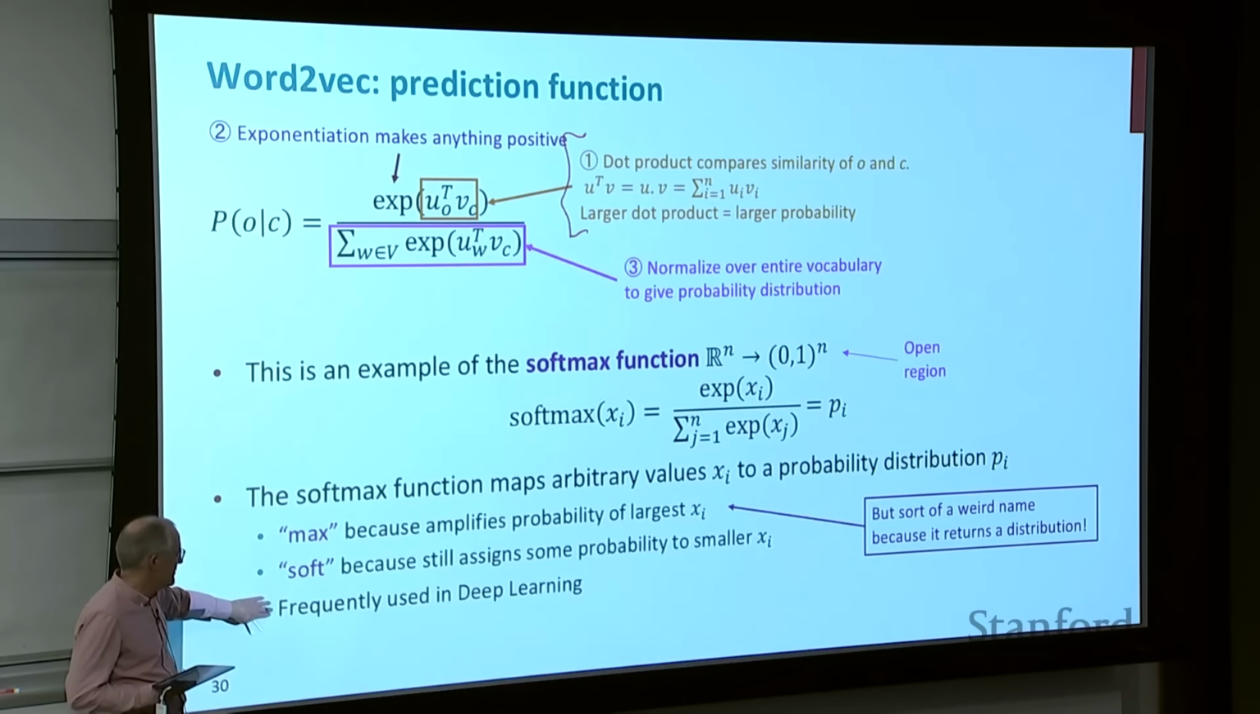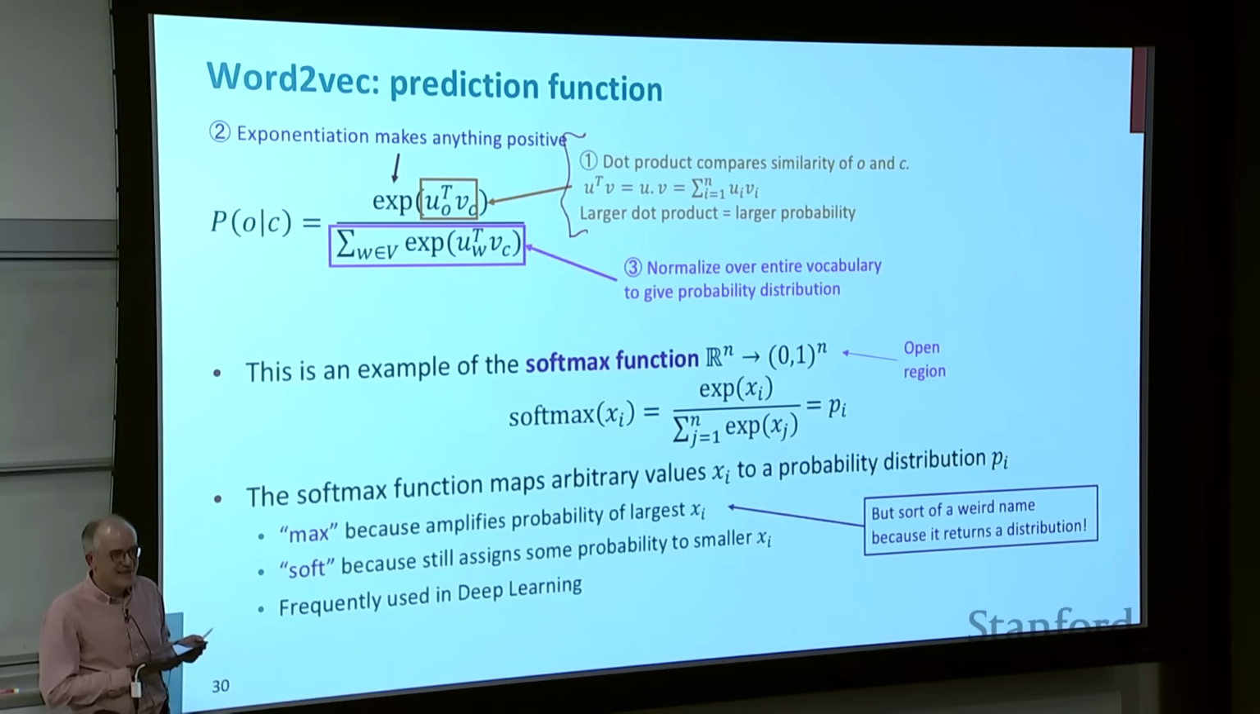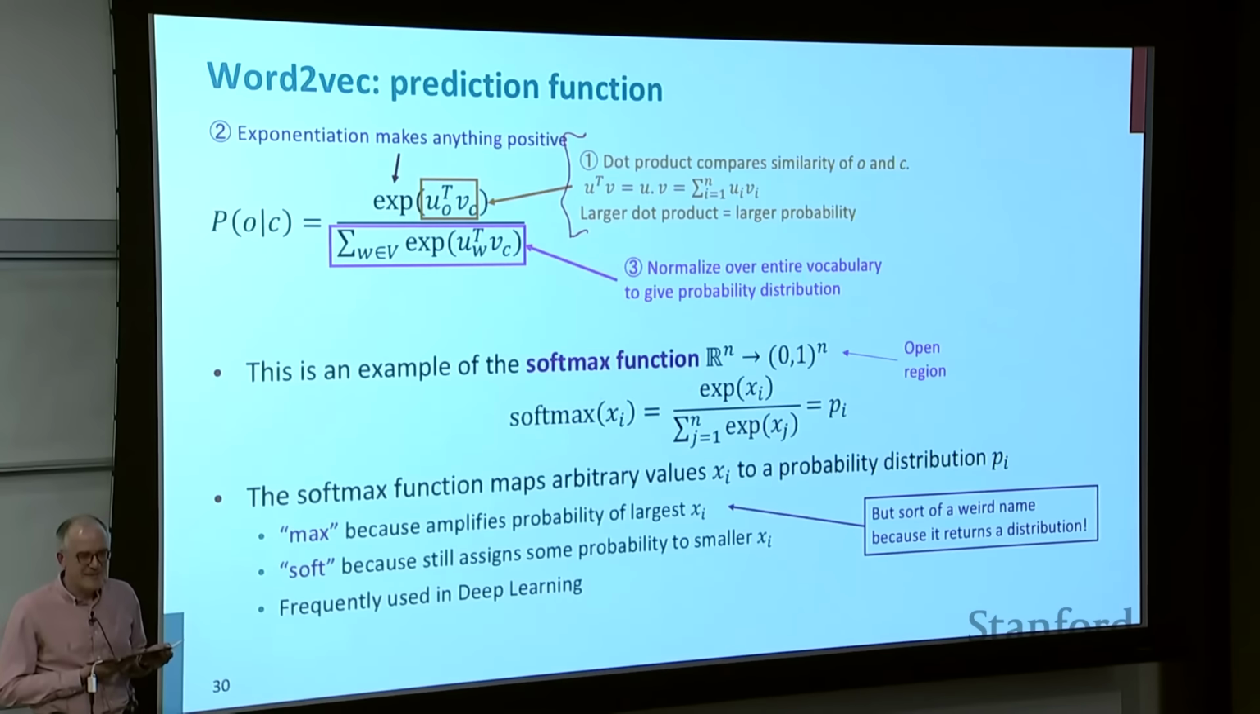So this softmax is used everywhere in deep learning. Anytime that we're wanting to turn things that are just vectors in Rn into probabilities, we shove them through a softmax function. Okay.